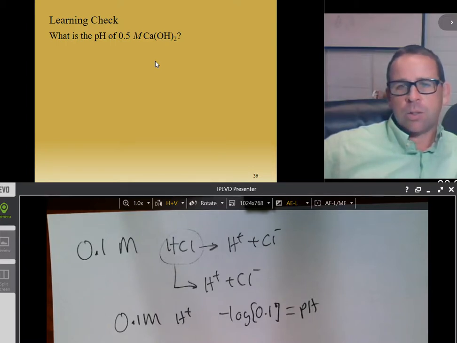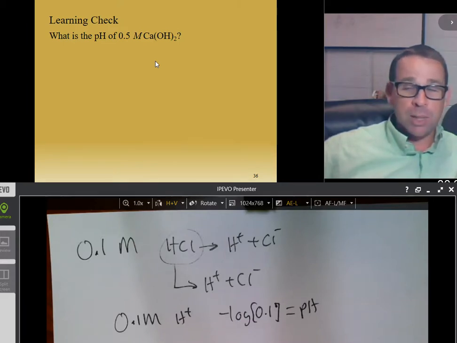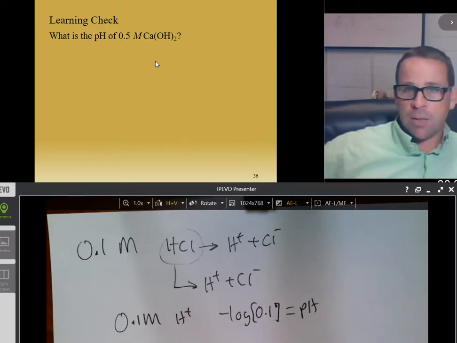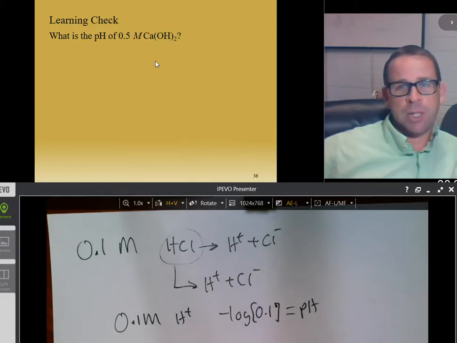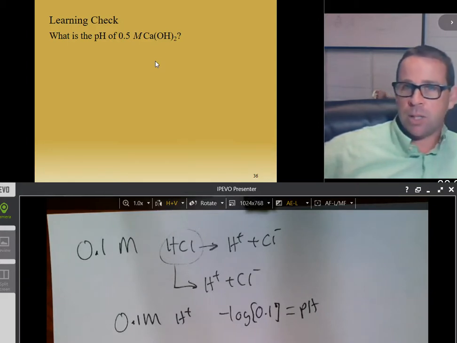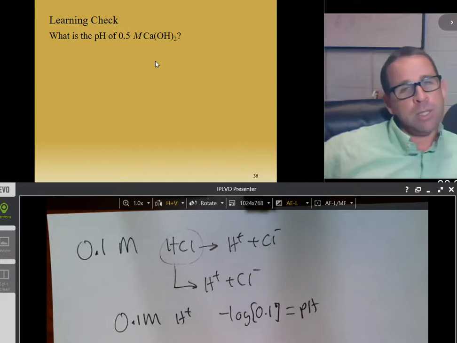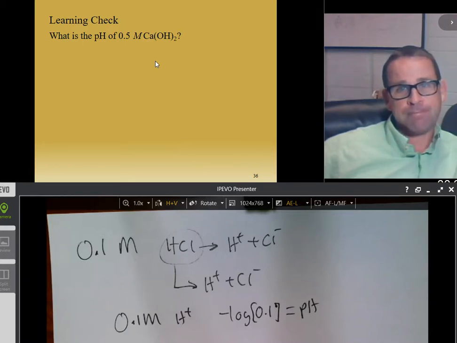All right. So I'm going to look at this problem, see that I have 0.5 molar calcium hydroxide. If that dissociates completely, think about what the concentration of the hydroxide ion is going to be. Take the negative log of that hydroxide ion concentration, and that will be not the pH, but the pOH, and then the relationship between the pH and the pOH we already talked about, so you should be able to identify what the pH is. Okay?